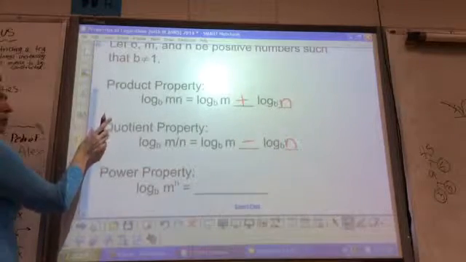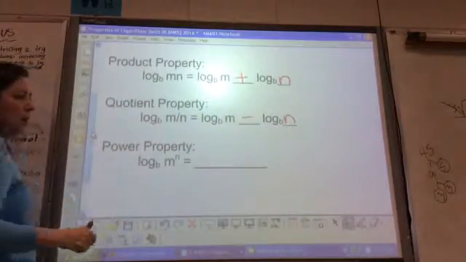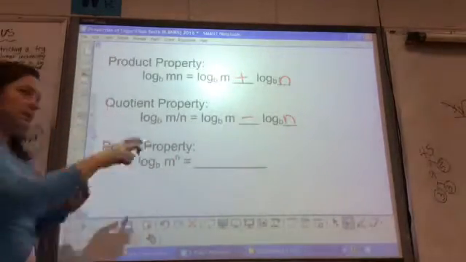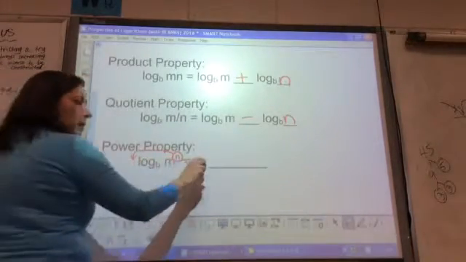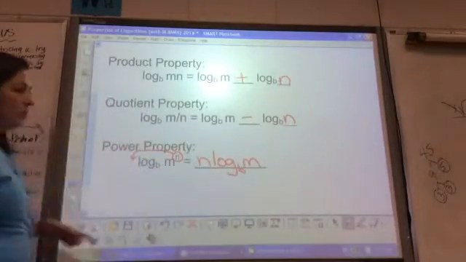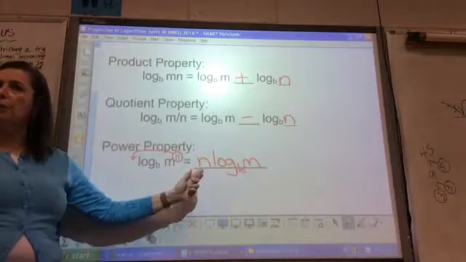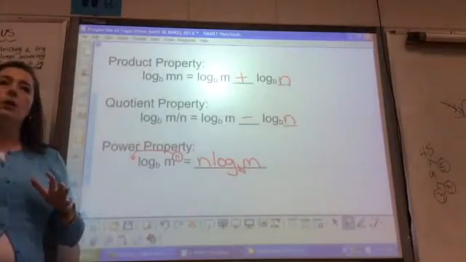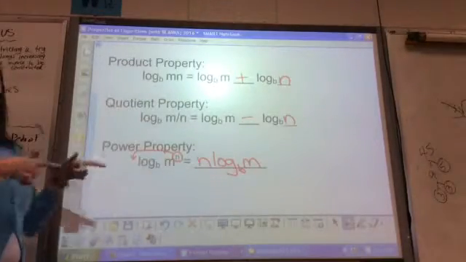All right. The one new one, though, that looks a little different is the power property. The power property, if you have something to an exponent, the exponent can bump down in front of the log. So it would be like this. Exponent comes down in front, and it's not an exponent anymore, notice. It's just a regular number times that. So exponents can be fixed that way. So that is different than exponents. So we'll just watch for that. All right. So these are our three rules, really.